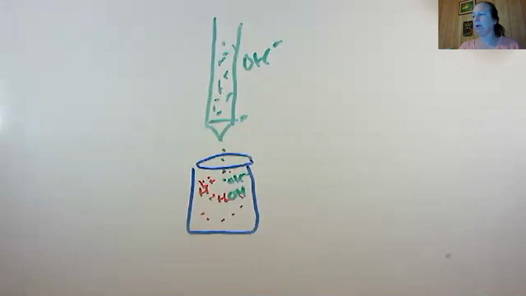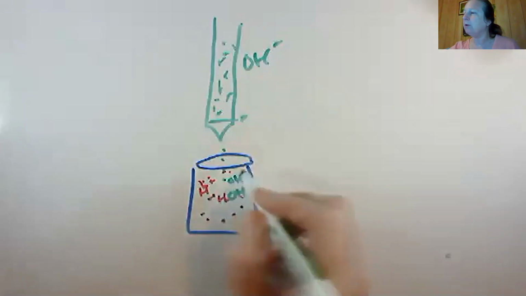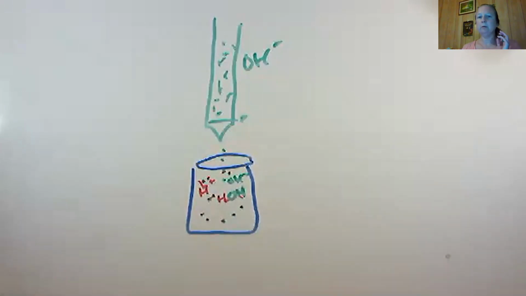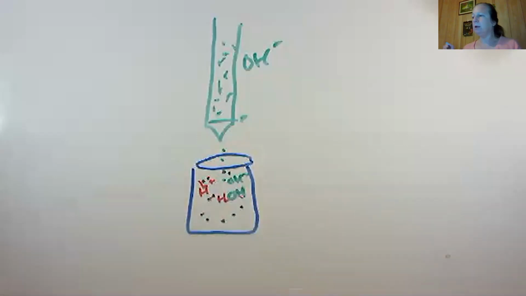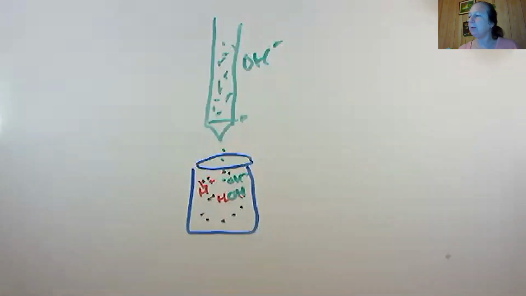You're swirling this, by the way. As you add this, you're continuously mixing it, so everything comes in contact with each other. At some point, every acid proton has been taken by a hydroxide. You see that? At some point, you've hit the equivalence point. All of the acid protons have been taken by the OH. So what happens at that point?